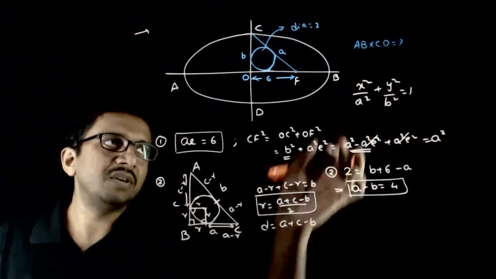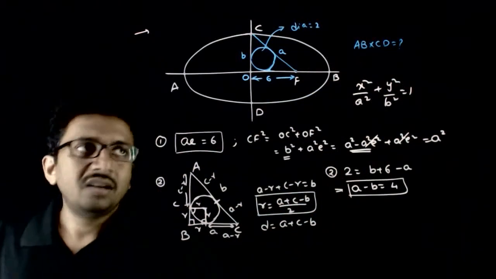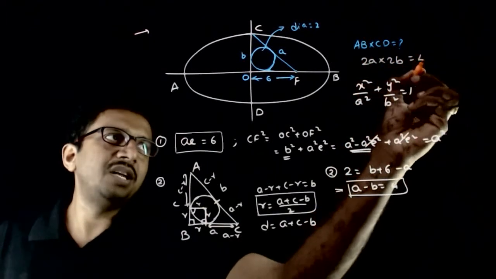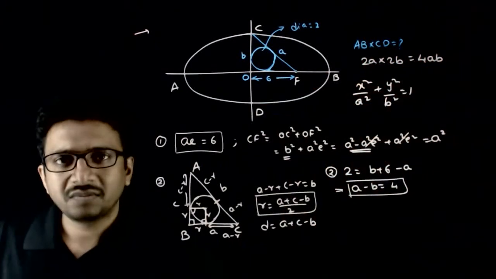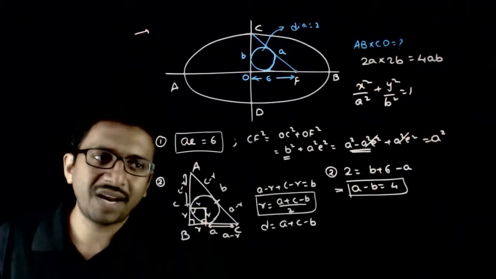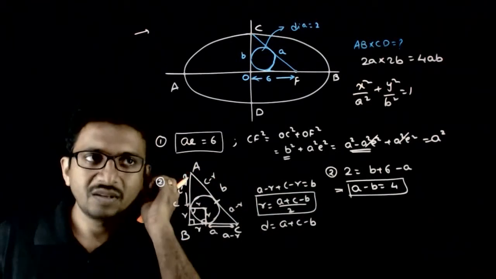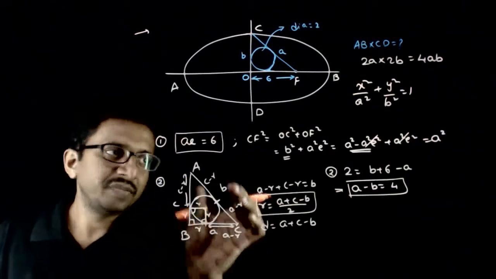And from these two equations, can you find AB? AB is nothing but 2A into 2B. So effectively you need to find 4AB. That means you need to find AB. So can you find the value of AB from these two equations? So let us try to do this.